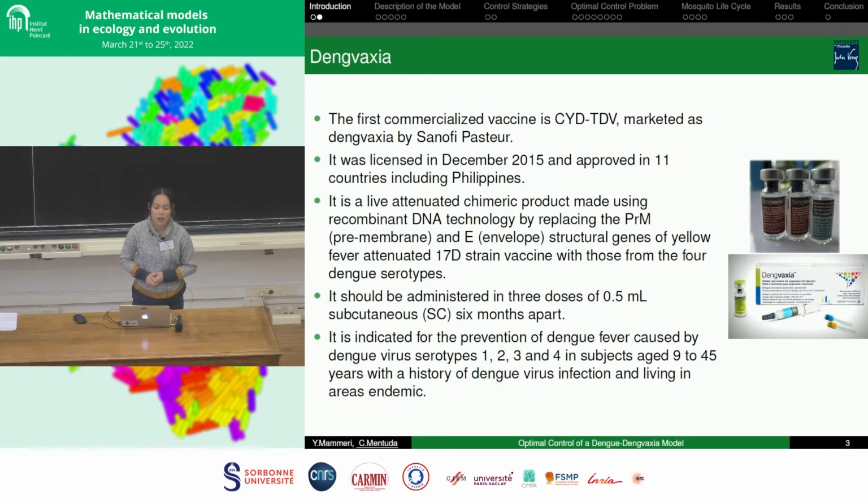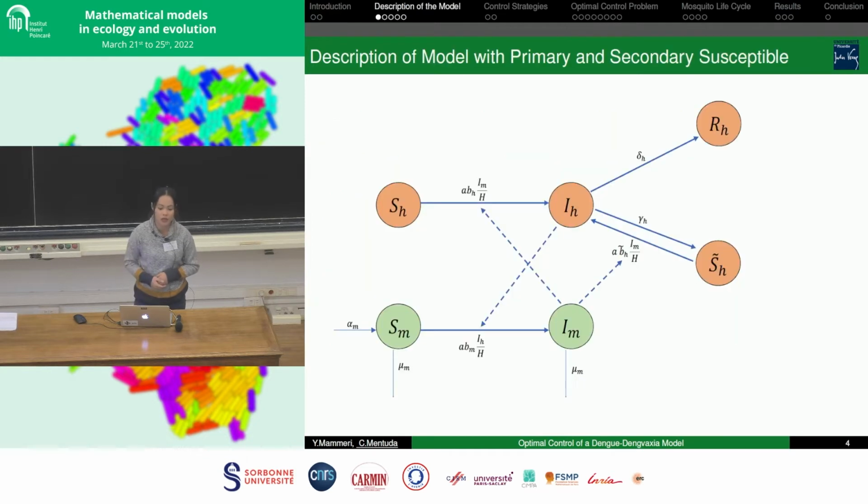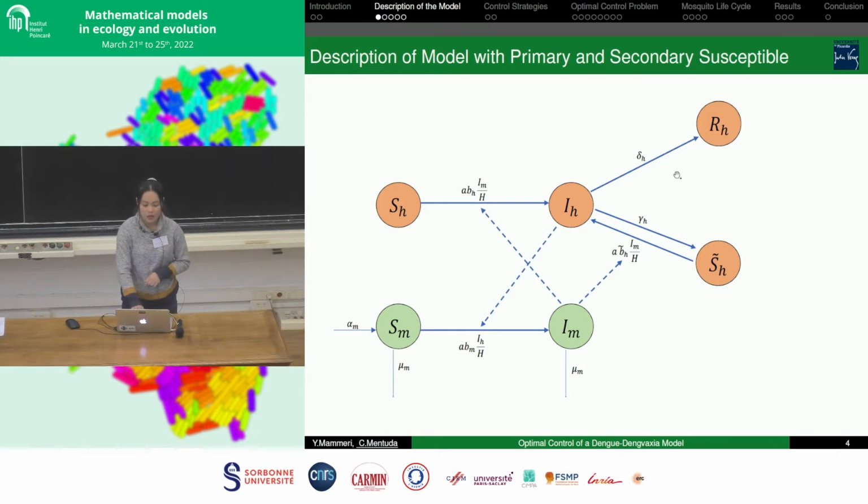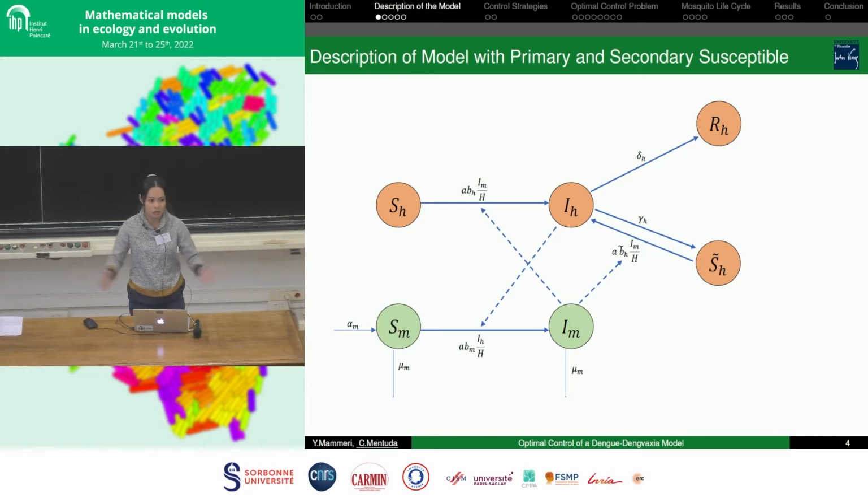With this in mind, we were able to develop a model using the Ross-type model, where the orange one is for the human population, and this is for the mosquito population. We call S_H the primary susceptible humans, or those humans who have never been infected by dengue. And we denote S_H tilde as the secondary susceptible humans, or those humans who have a previous infection, either by first, second, or third infection. In this model, R_H, the recovered humans, are the humans who have already recovered from all dengue types.